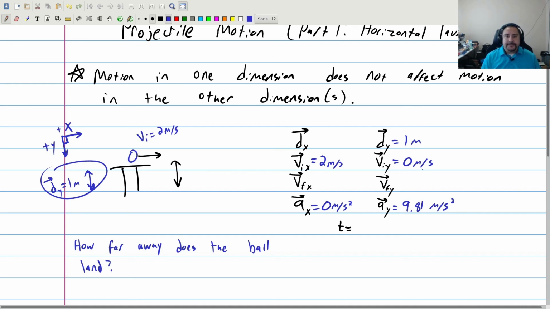All right, so now I have 3 variables in one of my directions. And remember, we need 3 variables in order to solve anything. So you can see here in my y direction, I have 3 variables. If I take those 3 variables, I can solve for time. And once I have time, I have 3 variables that I will be able to use in the x direction. And from those 3 variables, I should be able to solve for dx.